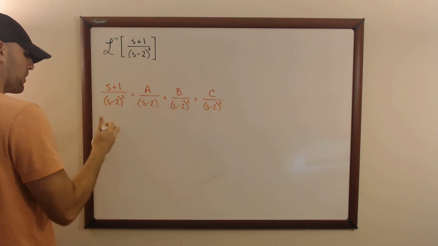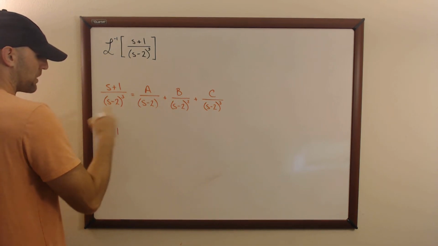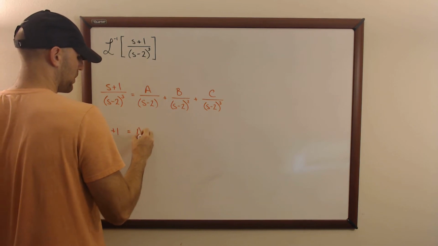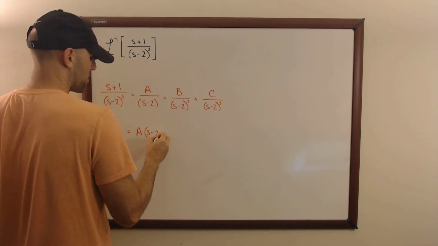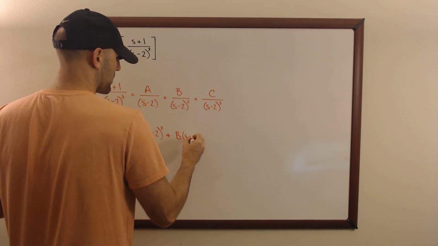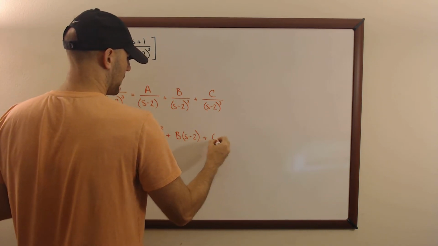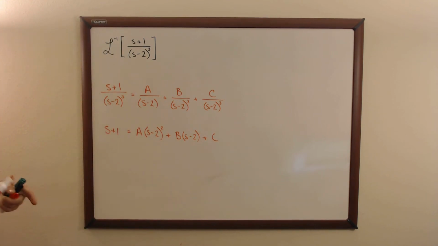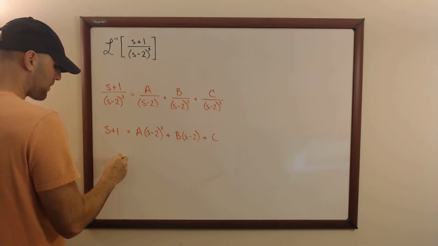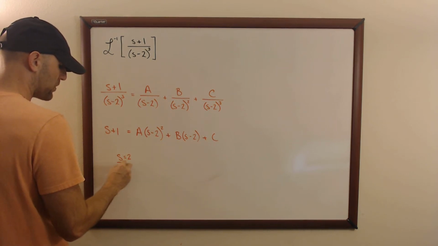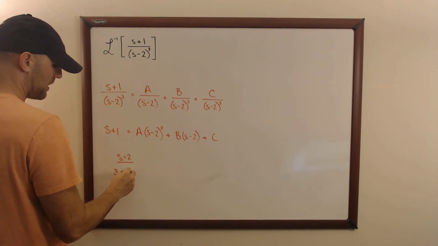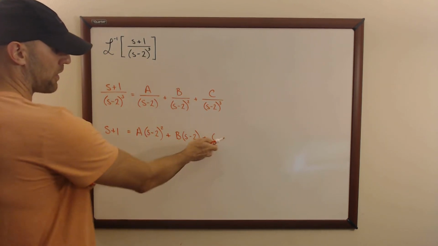Again, multiplying through by s minus 2 cubed gives me s plus 1 is equal to, we got what? A times s minus 2 squared plus b times s minus 2 plus c. So again, this is true for all possible values of s. I can get a nice cheap value here by plugging in s is equal to 2. Gives me 3 on the left. These two terms are dead, so I get c is equal to 3.